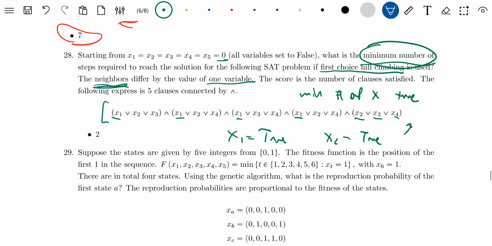So we need at least 2, is that right? Is there any variable that appears in all of them? And if you look at these, there are not. So none of them appeared in all of the clauses, so we need at least 2 of them being true. So the first choice hill climbing, the luckiest version, since first choice hill climbing is picking a random neighbor, we don't actually know which one is picked first, but the minimum number is the luckiest case. So x1 will be flipped first, and then x2 will be flipped. So that will be 2 steps.